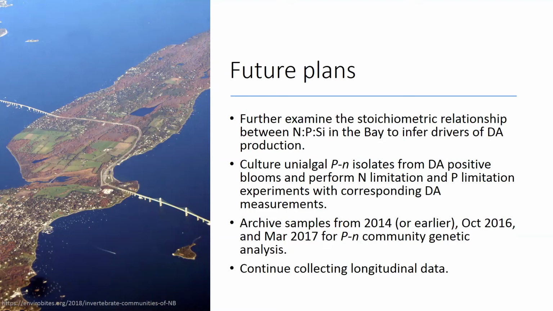Probably I'd say our biggest goal right now is to get unialgal PN isolates in culture. We want them to be toxin producers, and we want to be able to take the environmental parameters we are finding from our collections and perform controlled experiments in the lab to see if we can correlate increased DA production with possibly the limitation of certain nutrients.